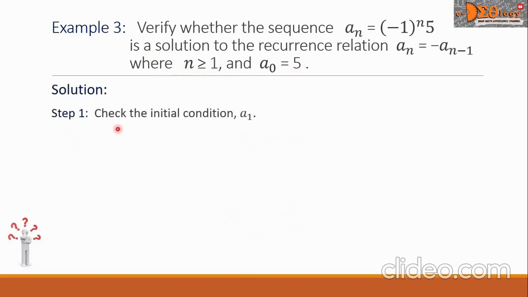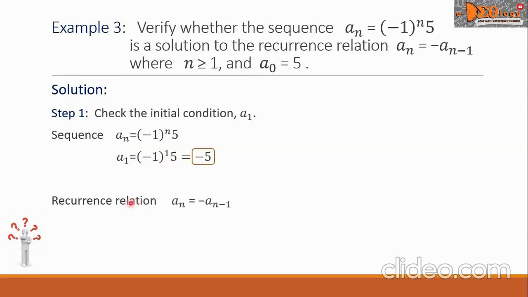Our step 1 is to check the initial condition, that is a sub 1. For the sequence, this is our formula. We copy it here. When we have n equals 1, that is a sub 1, this is equal to negative 1 raised to power 1 times 5. And we can simplify this into negative 5.